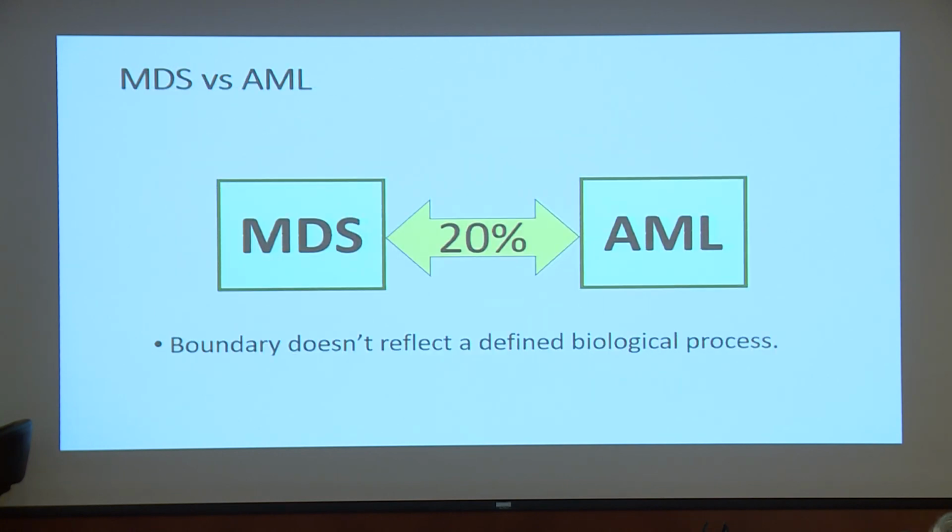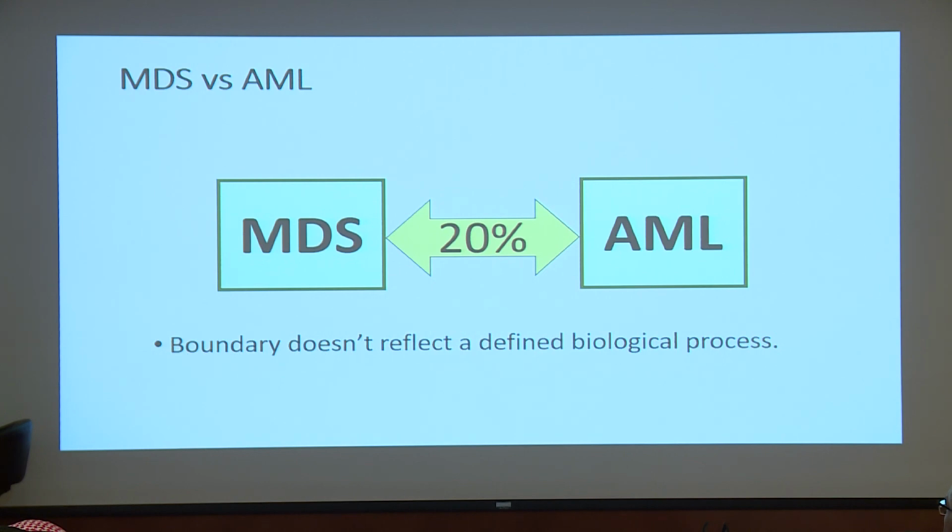This is one of the most challenging overlaps, between MDS and AML. Every time I receive a call from a colleague saying 18% plus, is it MDS with excess blasts-2 or is it AML? As Dr. Nahla mentioned, this is because they drew an arbitrary line, a 20% cutoff. Anything below 20% is MDS, and anything more than 20% is acute leukemia. By the way, this boundary doesn't reflect any defined biological process.